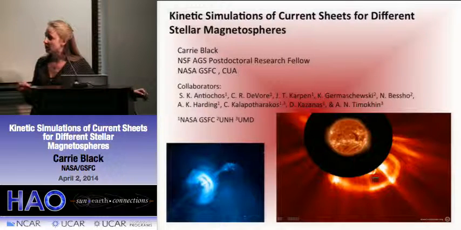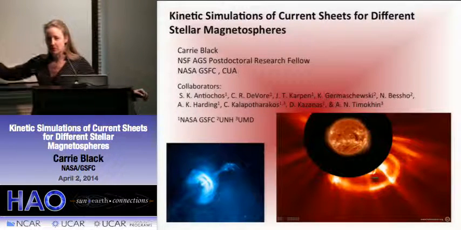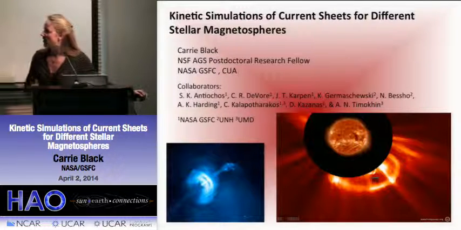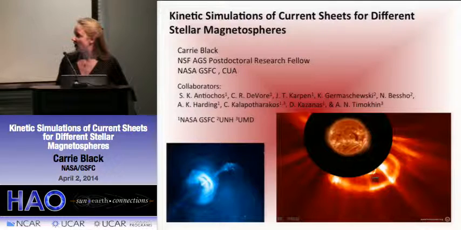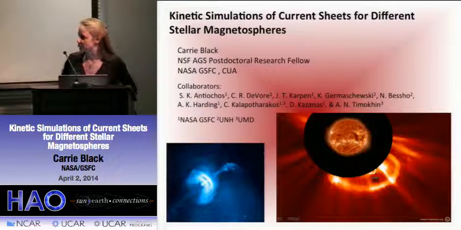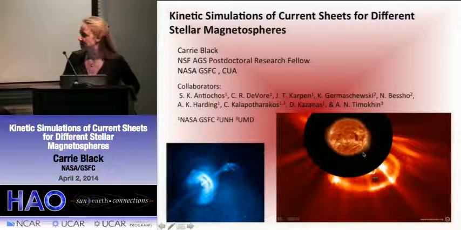All of the Pulsar work has been done with Alice Harding, Kostas, whose last name I'm not going to try to butcher, Dimos Kazanis, and Andrei Timokin. They all sit at Goddard and have different institutions that they're employed by.